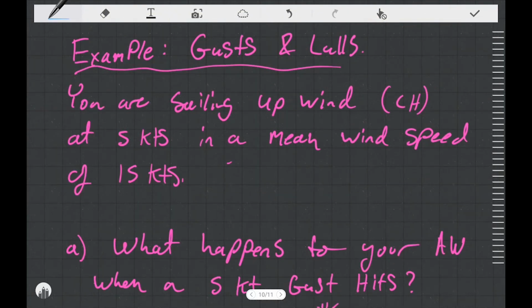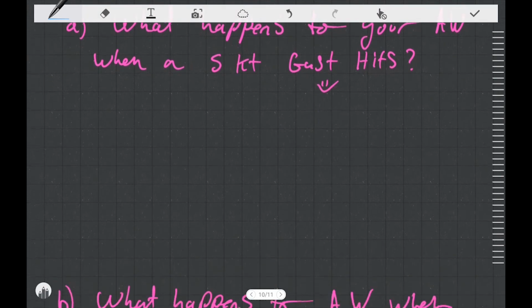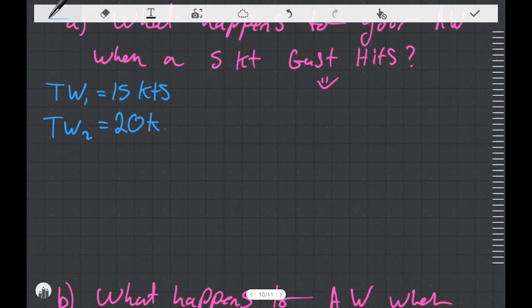In this example, we're dealing with gusts and lulls, which means we're dealing with changes in the true wind speed. The example reads, you are sailing upwind on a close-hauled course at 5 knots in a mean wind speed of 15 knots. Part A of the question asks, what happens to your apparent wind when a 5-knot gust hits? So we're going to solve this the same way that we solved the last example, and we're going to draw diagrams. First, we need to collect what we know. We have an initial true wind speed equal to 15 knots. We have a second true wind speed after the gust hits, which is 5 knots greater, so that's 20 knots.